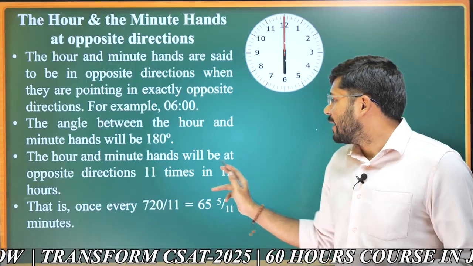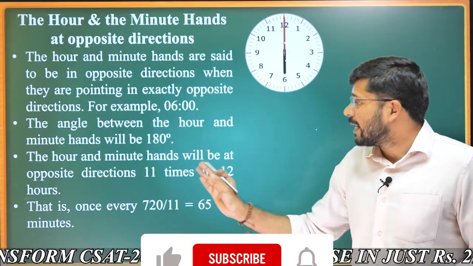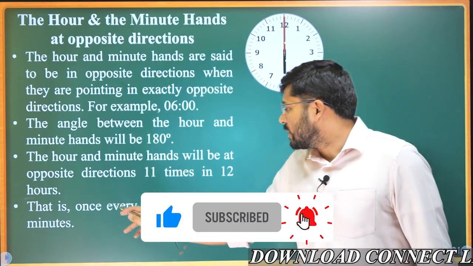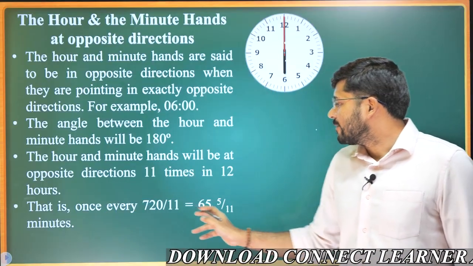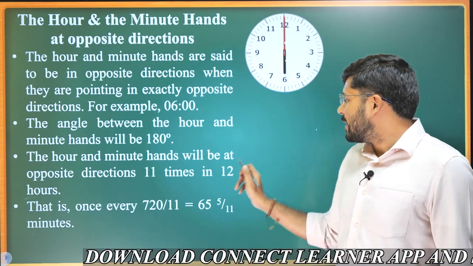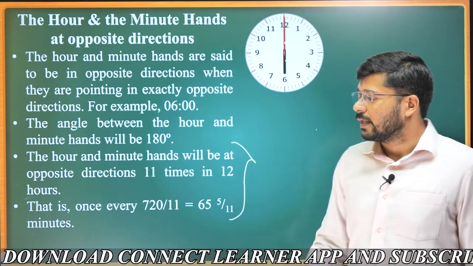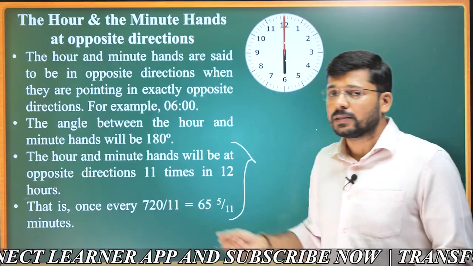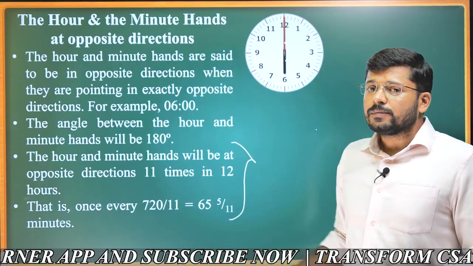The hour hand and the minute hand will be in opposite directions 11 times in 12 hours. The same rule applies for this one also. That is once every 720 by 11, or 65 point something minutes. I will tell you how to memorize this. No need for mugging up. I will tell you how to memorize this in the coming slides. So we learned this.